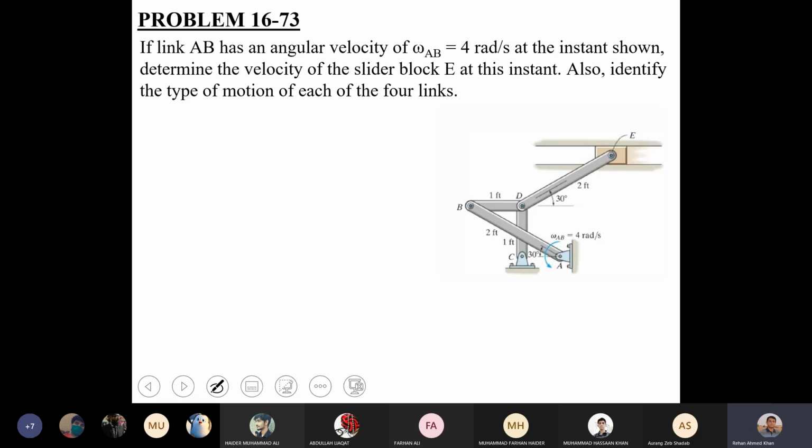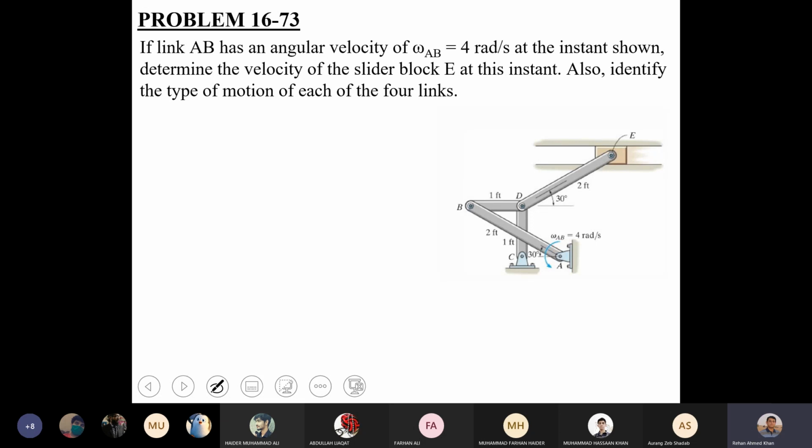If we talk about the overall mechanism, since link AB is being grounded at point A, it would be undergoing pure rotational motion about point A. Similarly, link CD is again being grounded at point C, so it would have pure rotational motion about point C. So these two links are in pure rotational motion. The other two links, BD and DE, are undergoing general plane motion at the instant shown.